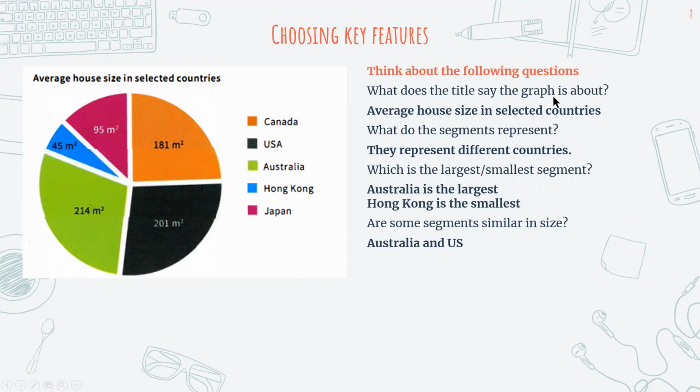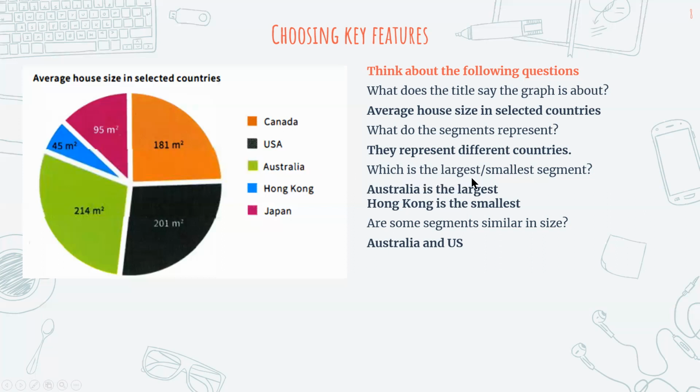What does the title say the graph is about? It's about average house size in selected countries. So we are talking about sizes, average house size. What do the segments represent? These segments represent different countries. Of course, these are your keys. You have 5 keys, and each one is colored differently. So this is Japan, Hong Kong, and so on.